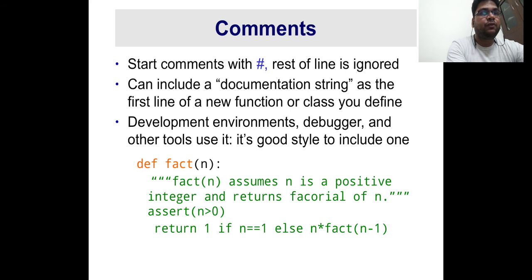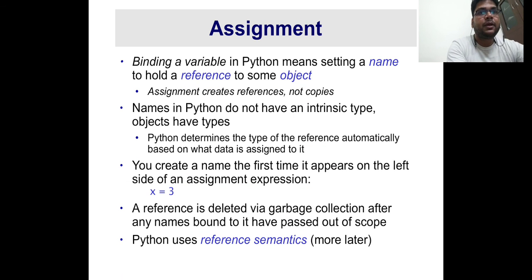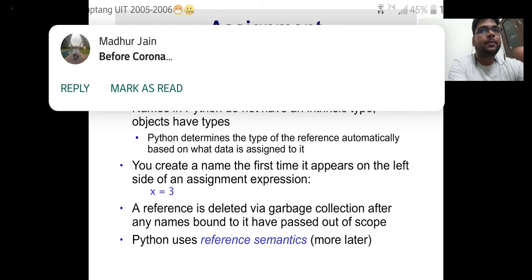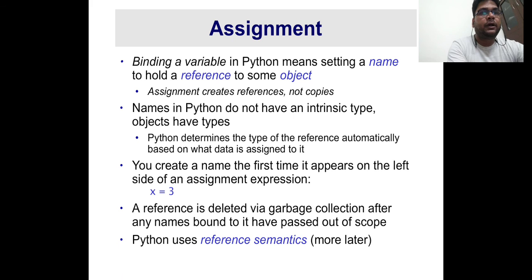Assert and return one. Assignment: binding a variable in Python means setting a name to hold a reference to some object. Names in Python do not have an intrinsic type. Objects have types. Python determines the type of the reference automatically based on what data is assigned to it.